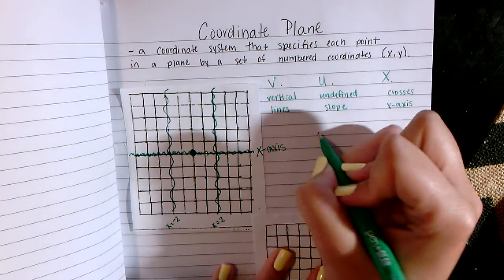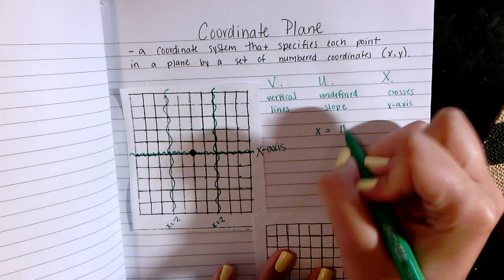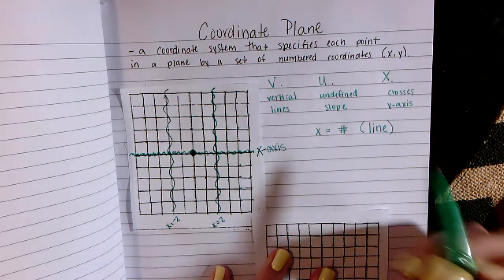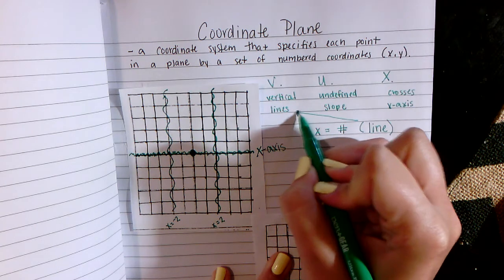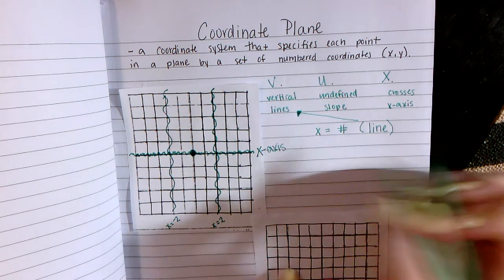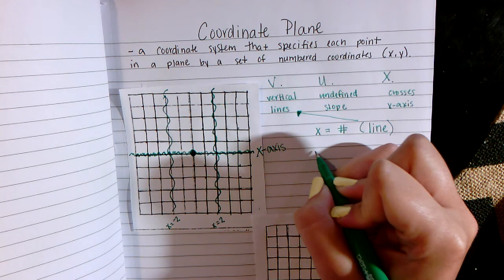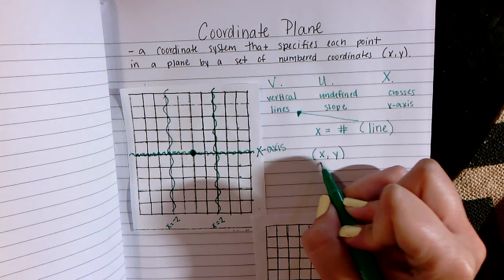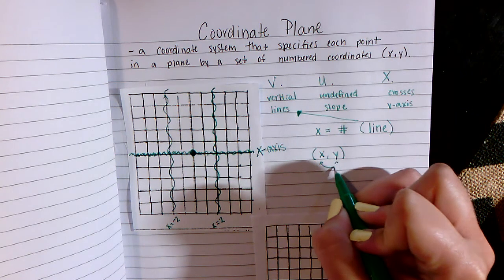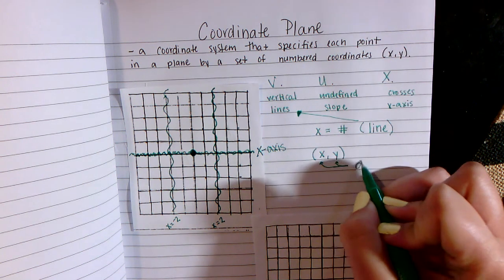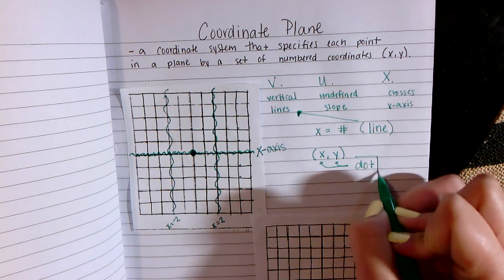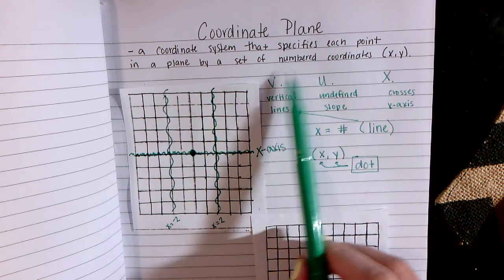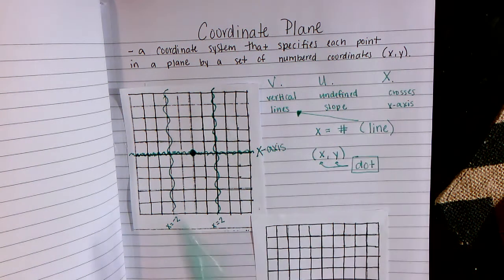If you ever get x equals a number, that is going to be a line. What type of line? A vertical line, every time. If you ever get an ordered pair, where one of your numbers is x and one of your numbers is y, that is a dot. Okay, that is a specific point, just like it says up here. A coordinate gives you a specific point on this graph.